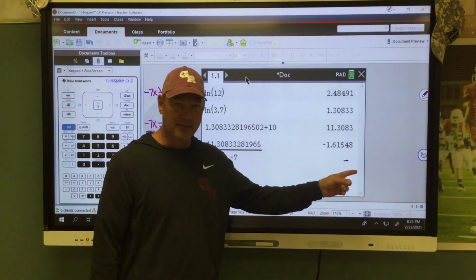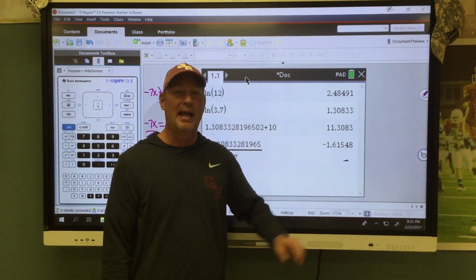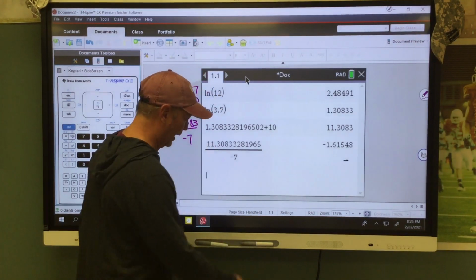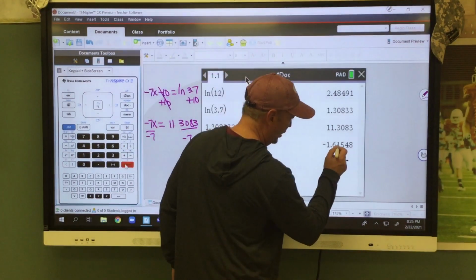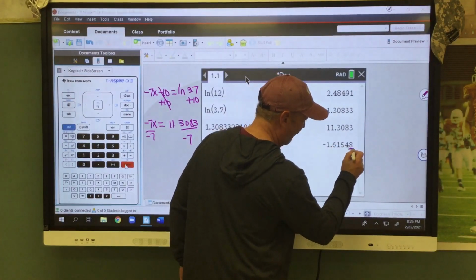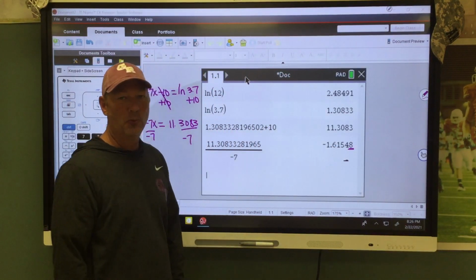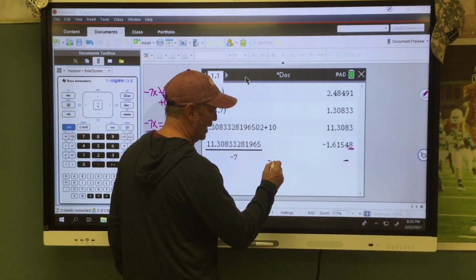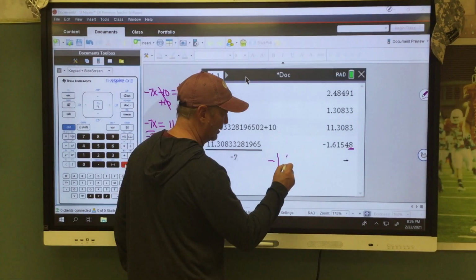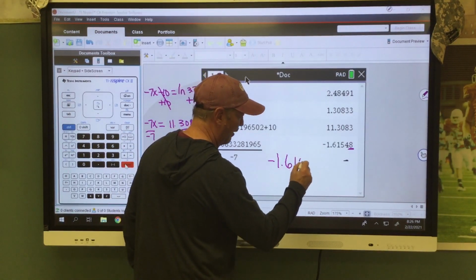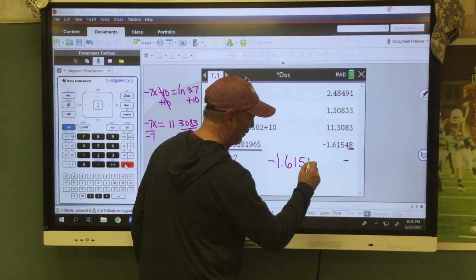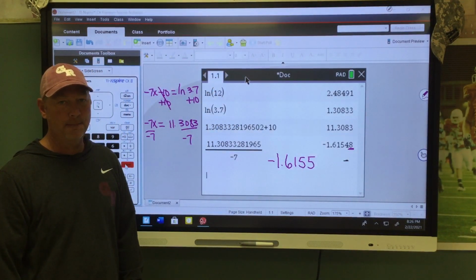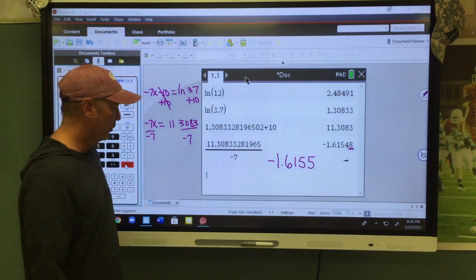Now, this is the number we want to round. How many decimal places? 4. So we're going to count: 1, 2, 3, 4, and the fifth number is an 8, which means we're going to round up. So my final answer should be a negative 1.6155. There's my final answer. Okay? All right, let's try another one.